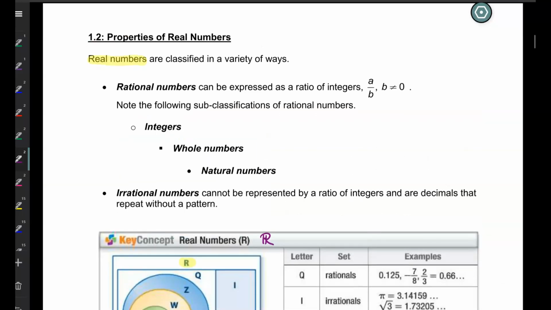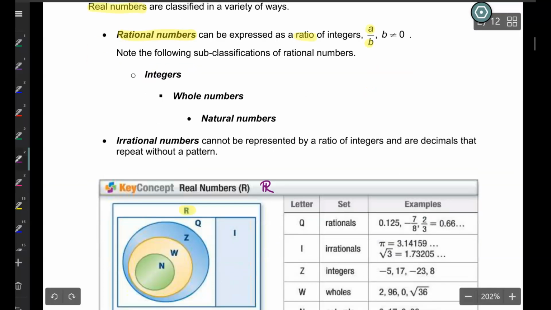Now, the rest of these are all subcategories. Rational numbers can be expressed as a ratio, A over B. So that can be 2/3. It can be -7/8. It can be 4, because you can put 4 over 1. Or -2, because you can put -2 over 1. What about 0? 0 over 1, yeah.